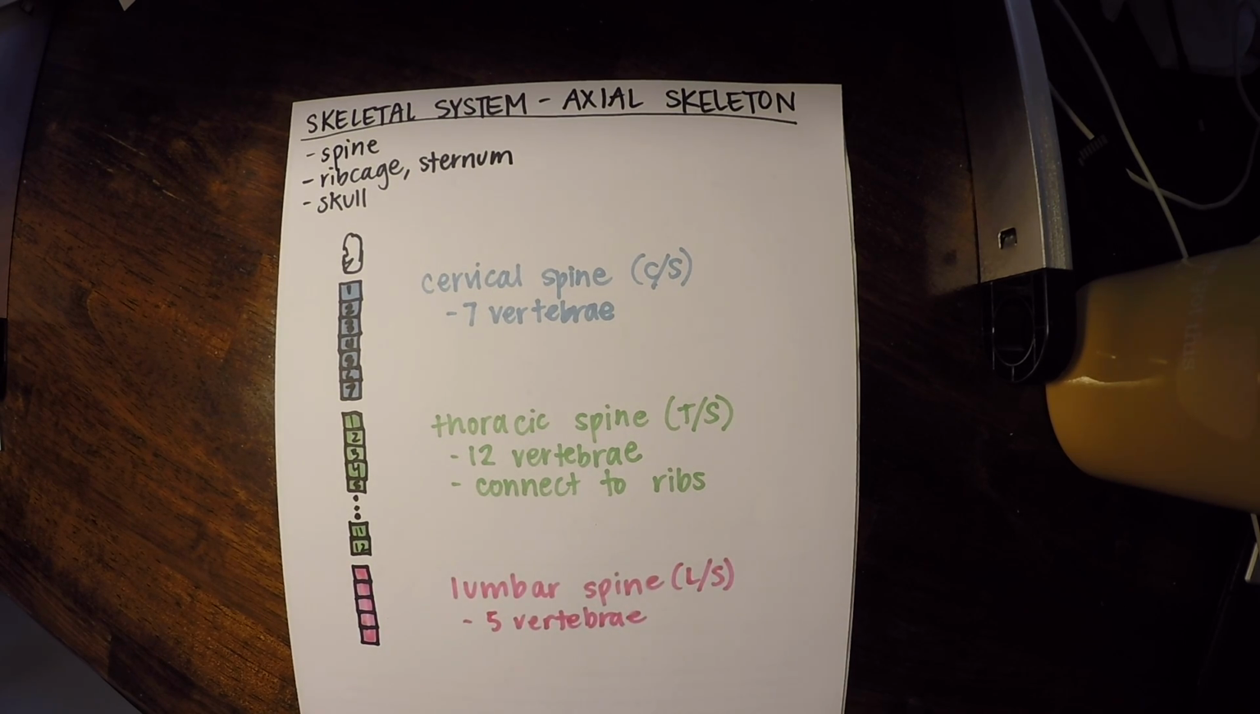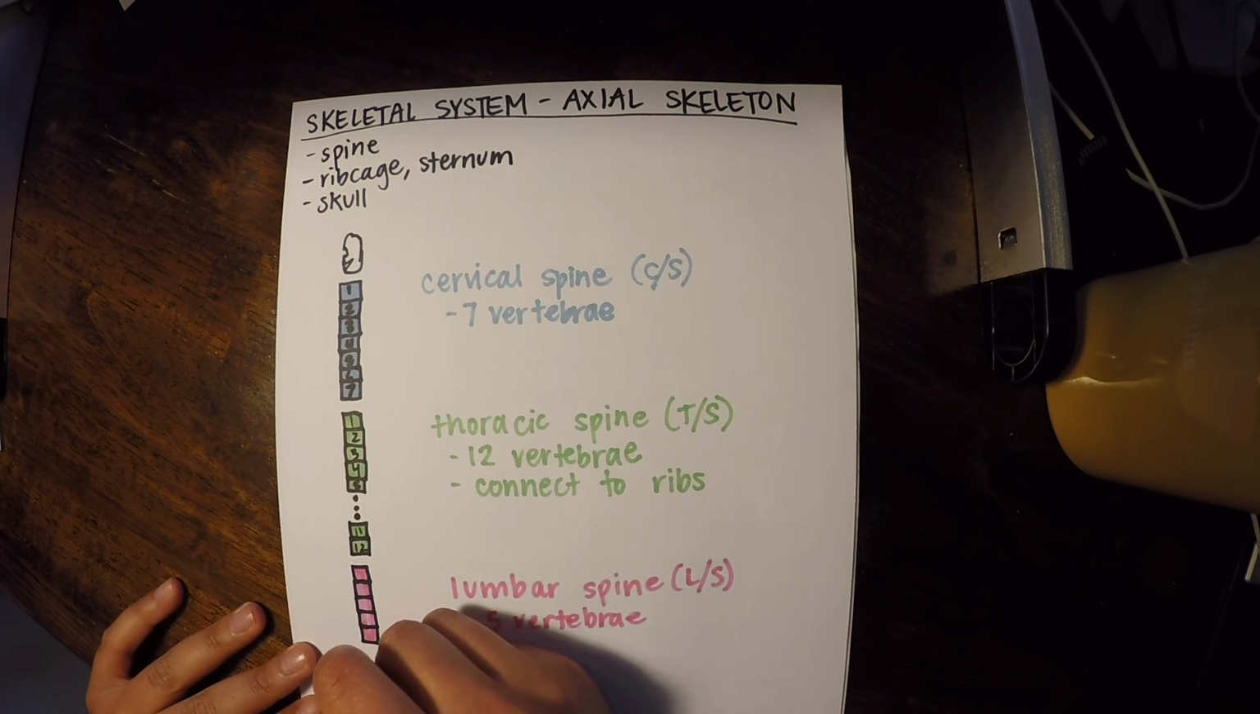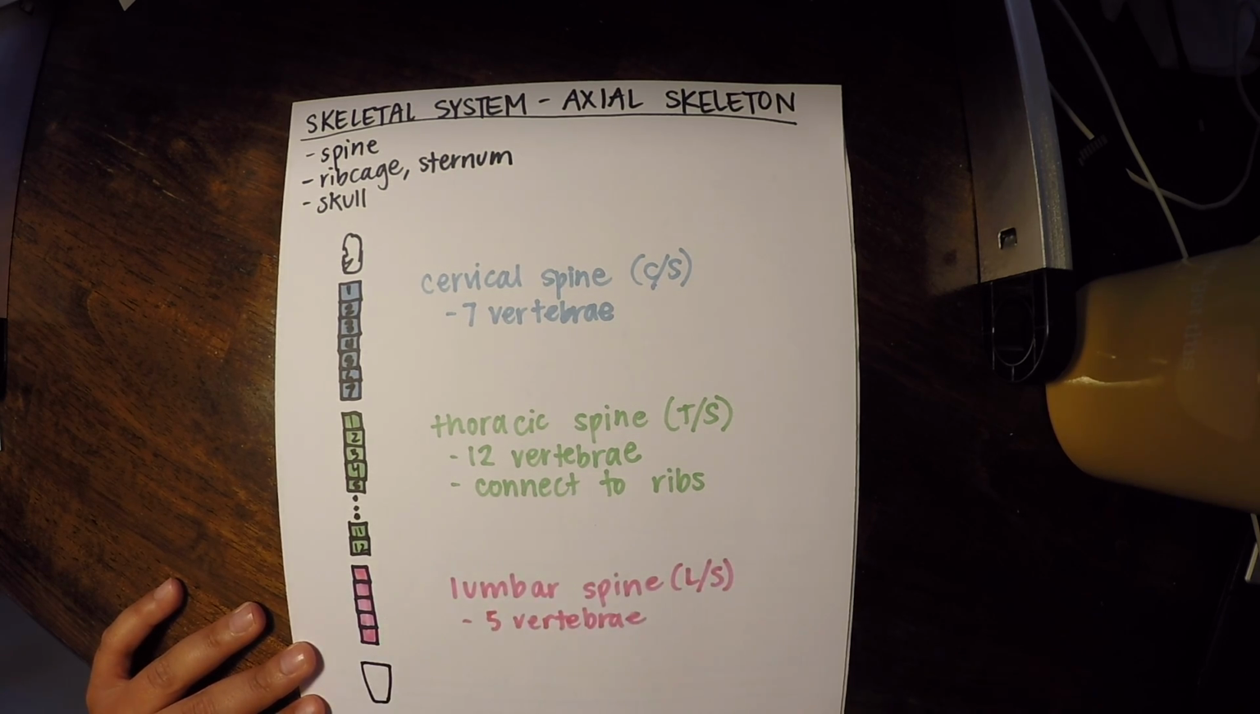Now, sometimes people think that our spine ends there, but it doesn't. We have 2 more parts. One part is going to be our sacrum, which I'm going to draw just like that. And I'll color that in for us.